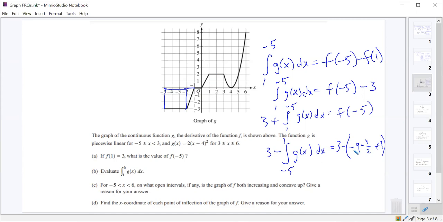3 minus negative 9, so 3 plus 9 is 12, plus another 3/2, so it's minus a negative 3/2. So 12 is 24/2, plus the 3/2 is 27/2, minus the 1 is 25/2.